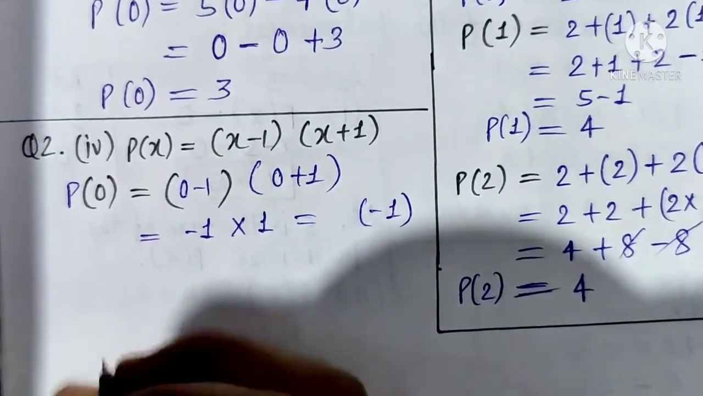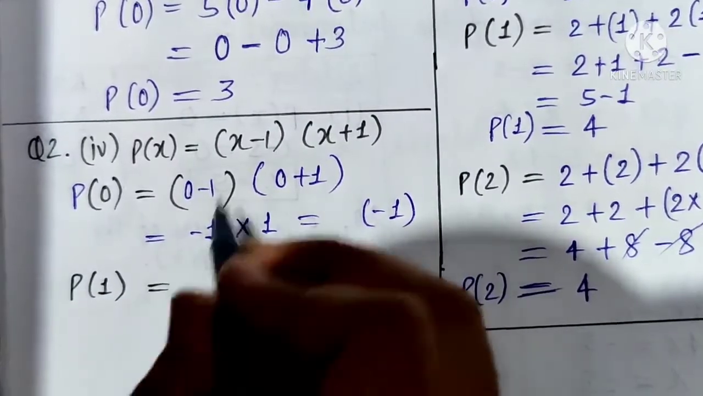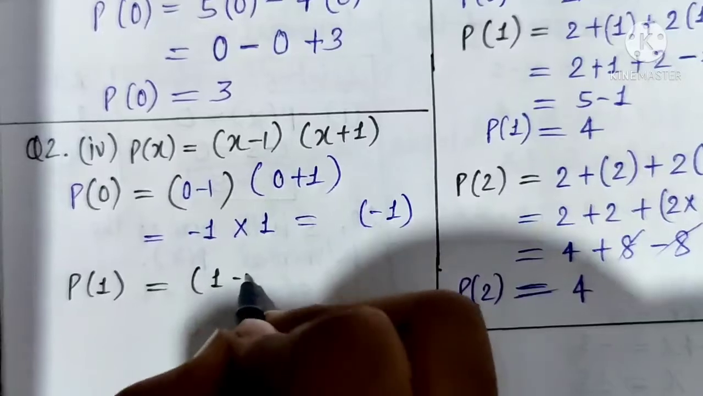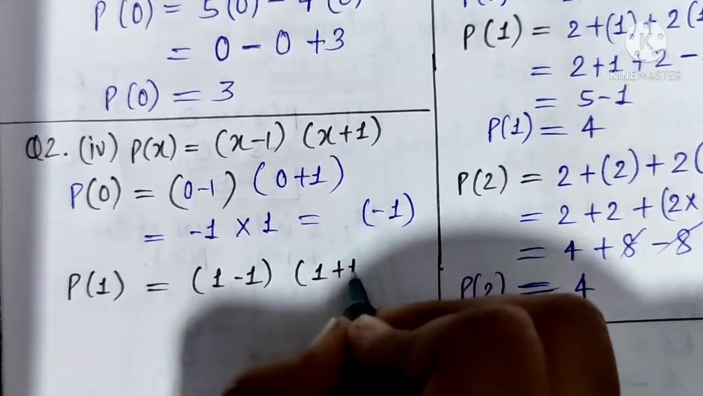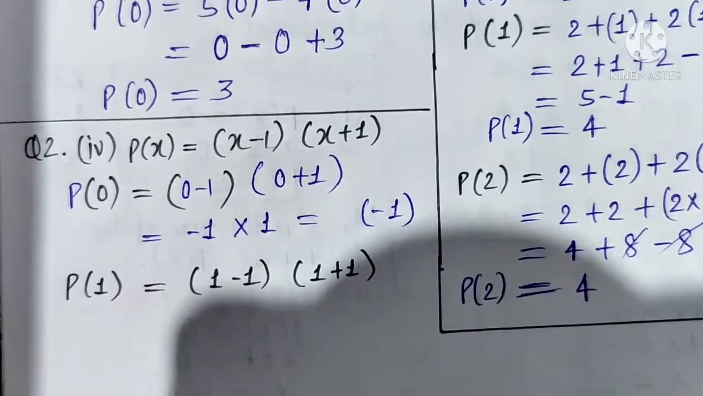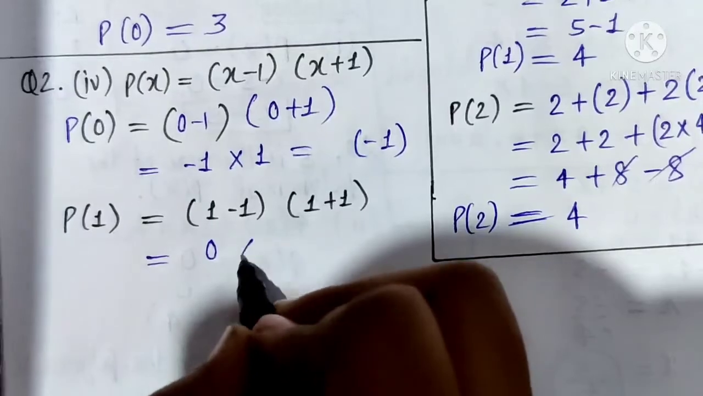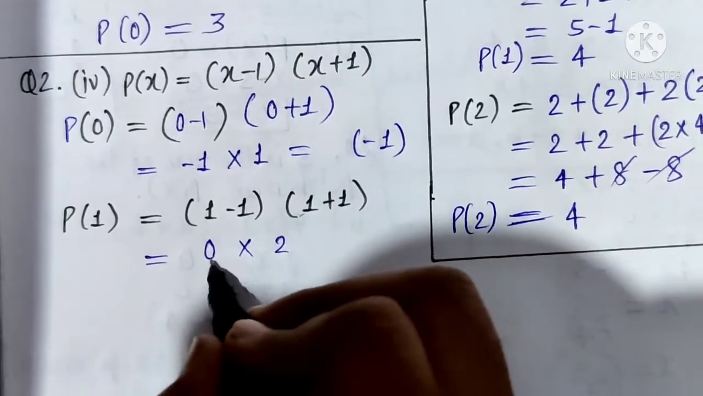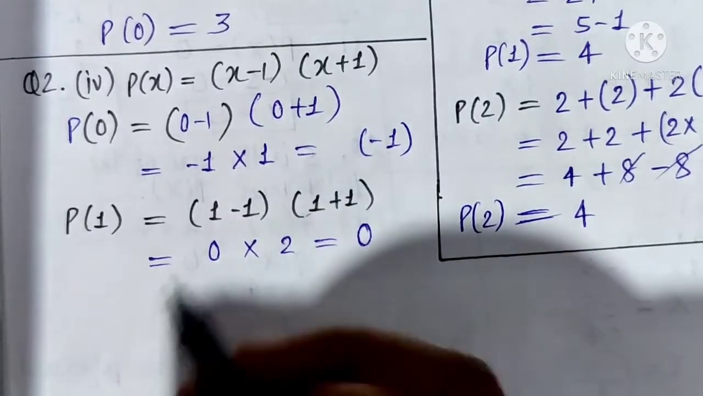Okay. Then if we are putting the value 1, what will come for P1? Just check here. In place of x, 1 will come: 1 minus 1, and then x plus 1, it means 1 plus 1. Just check what is coming. 1 minus 1 means 0, and 1 plus 1 is 2. So 0 multiplied by 2, what will come? 0 only. So that is the value of P1.